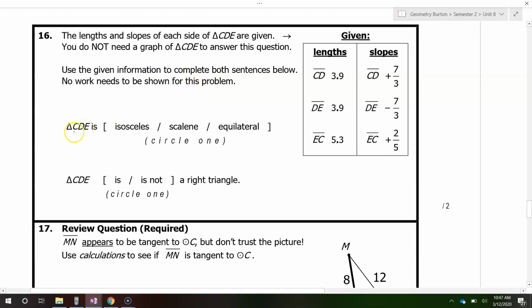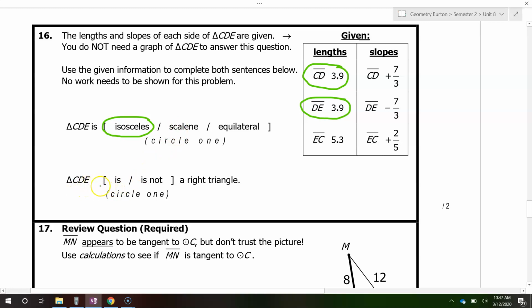So first of all, is triangle CDE isosceles, scalene, or equilateral? Well, that depends on the lengths. So we should be looking at the lengths right now. It'll be isosceles if we have two sides that are congruent. And that's what we have. These two are congruent. That makes it isosceles. If there had been all three, then it would be equilateral. If they were all different, then it would be scalene.